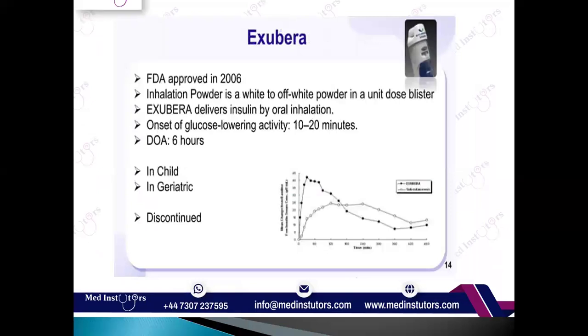Now we have certain other forms of insulin. We have already seen the rapid acting insulins, short acting insulins, intermediate acting insulins, long acting insulins, and ultra long acting insulins. Are you okay with this classification of insulins given by injection: rapid acting, short acting, intermediate acting, long acting, and ultra long acting degludec and icodec?